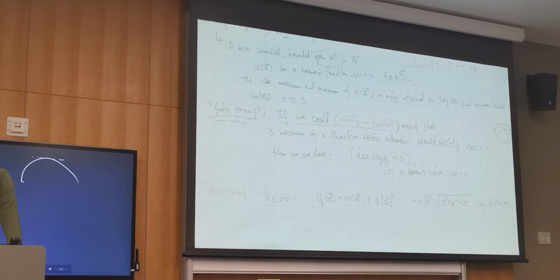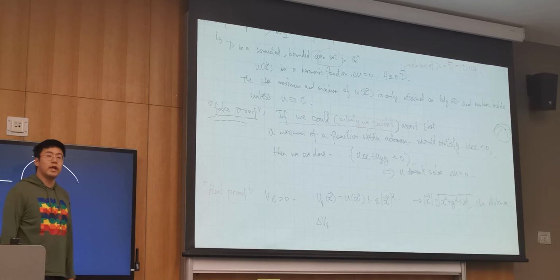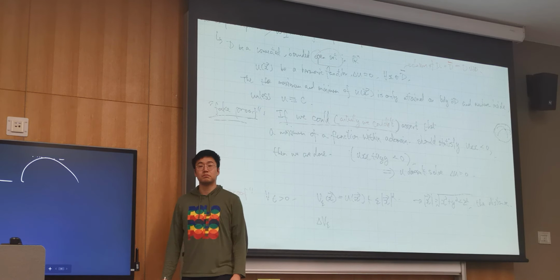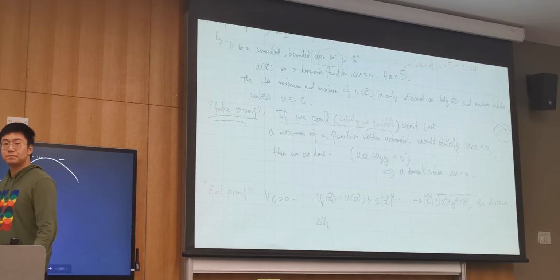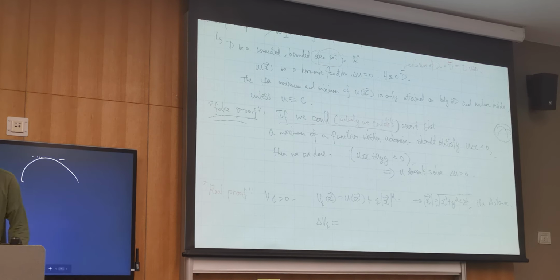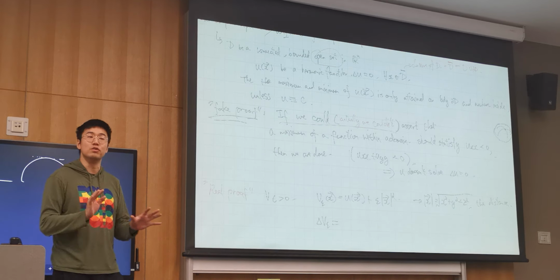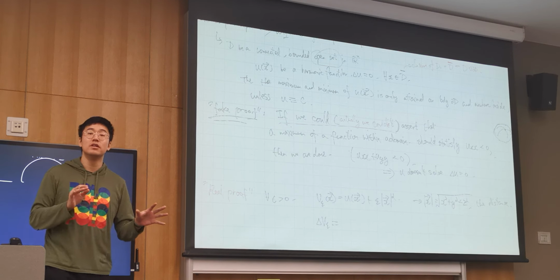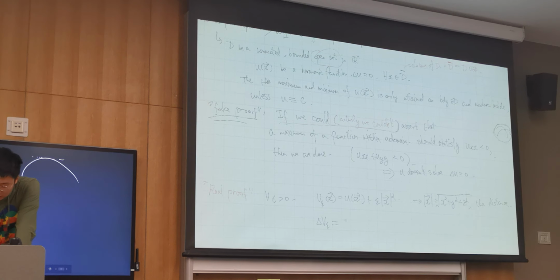So now, what can I say about my Laplace of v epsilon? Again, the Laplace is a differential operator, and it's a linear differential operator. So that should be Laplace u, and then plus epsilon times Laplace of x squared.